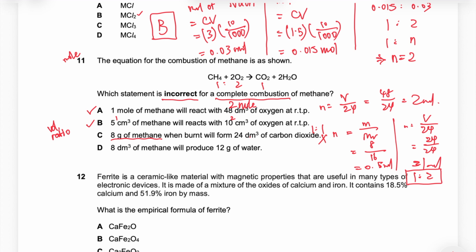Let's try the last one. 8 dm cube of methane produces 12 grams of water. So from mass you want to change to mole, right? It will be mass over Mr. Mass divided by Mr is 0.67 mole. 8 dm cube, so 8 divided by 24, you get 0.33 mole. So if you do the comparison, the mole ratio will be 1:2. So it's correct.